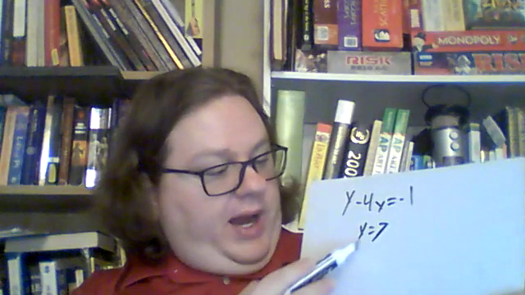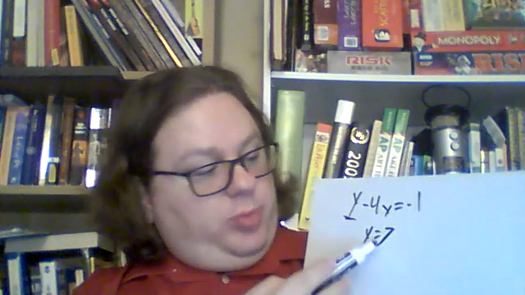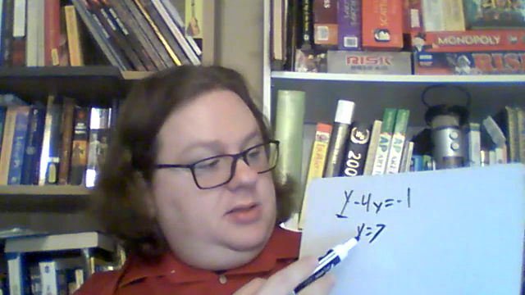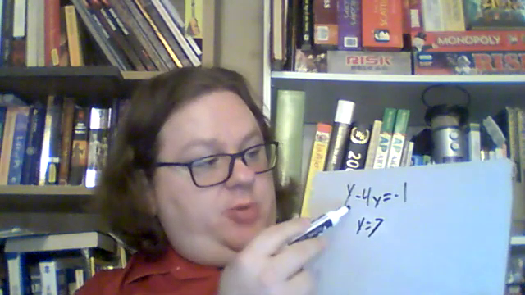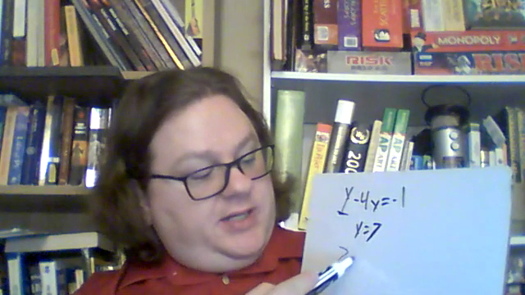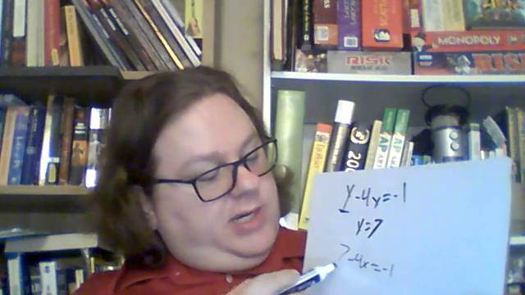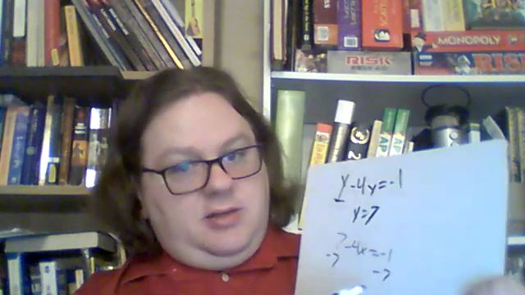So if y equals 7, that means I could take this y and replace it with a 7, because this equation tells us that y is replaceable with 7. Those two are the same thing. You can flip them and they'll equal each other. So I'm going to rewrite this equation, substituting y for 7. 7 minus 4x equals negative 1, minus 7, minus 7.